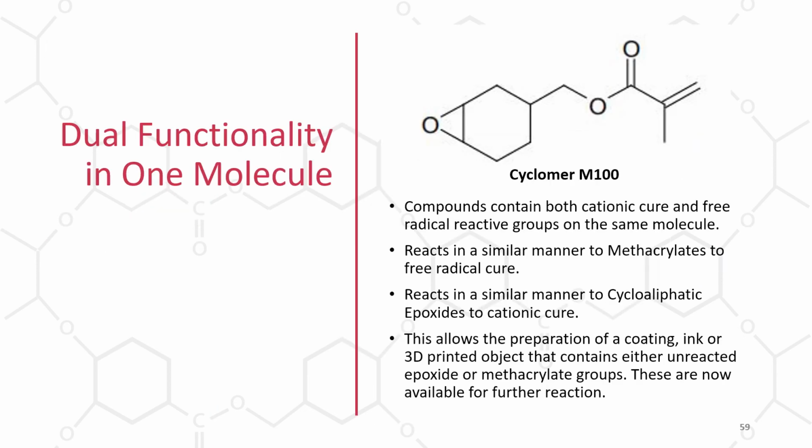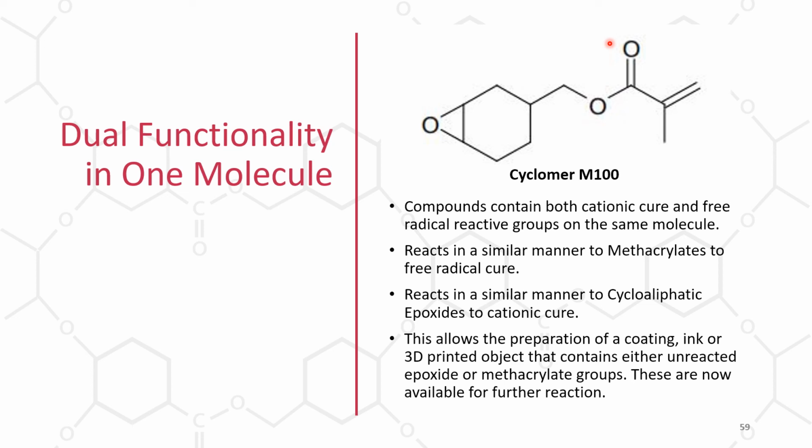So far in our discussion on hybrid systems, we talked about using two different types of molecules to achieve the modification of properties we're looking for. However, you can also do that by combining both functionalities in one single molecule. An example of that is Cyclomer M100. I have the structure illustrated here at the top of the slide, and we see we have a cycloaliphatic system, and here we have a functionality that can react with free radicals.